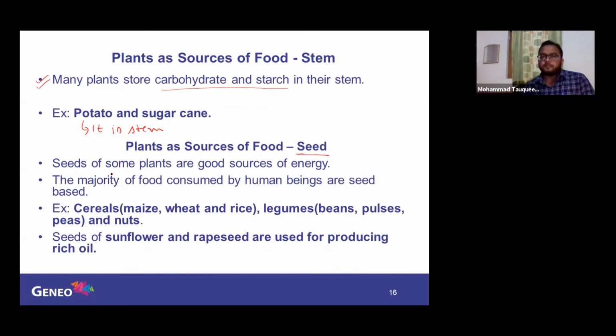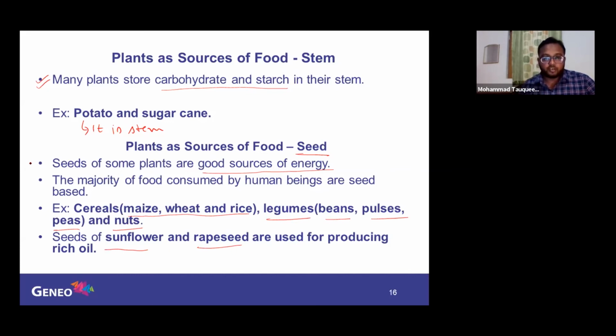Seeds of some plants are good sources of energy, and this is what humans consume the most. Generally we consume seeds. In cereals we use maize, wheat and rice. In legumes we eat beans, pulses, peas and nuts. These we generally consume daily. Seeds of sunflower and rapeseed are used for producing rich oil.